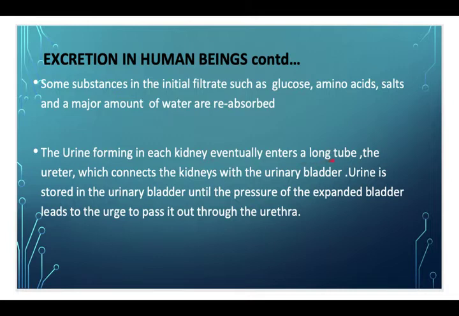and then the urine formed in each kidney eventually enters a long tube in concentrated form, the ureter, which connects the kidneys with the urinary bladder, and urine is stored in the urinary bladder until the pressure of the expanded bladder leads to the urge to pass it out through the urethra, and that urge of urination is known as micturition.